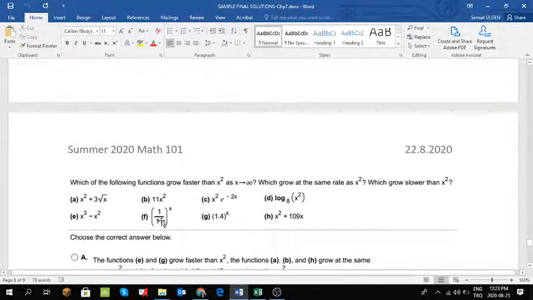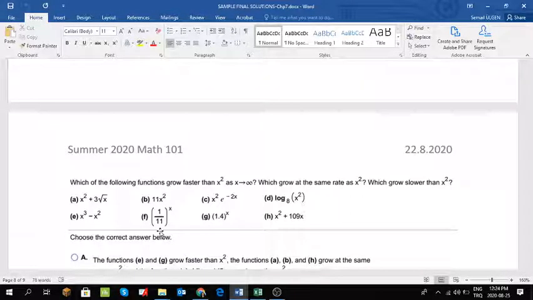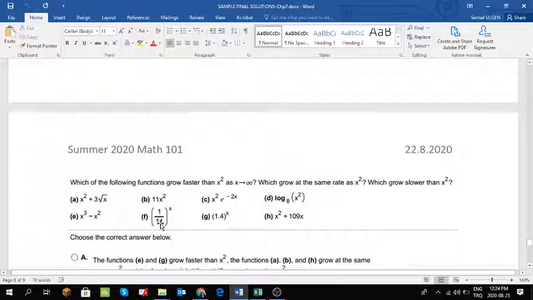As x goes to infinity, this is 11 to the x in the denominator. As x goes to infinity, 1 over 11 is less than 1, right? If a number is less than 1, consider like 0.5 to the x, okay? x is getting bigger, so this gets close to 0 quicker, right?